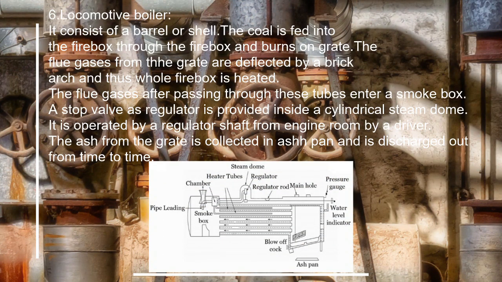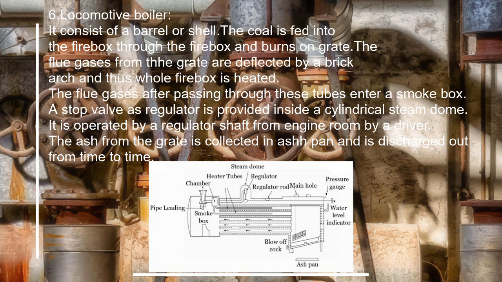Next example is locomotive boiler. It consists of a shell or barrel having 1.5 meter diameter and 4 meter in length. The coal is fed into the firebox through the fire door and burns on grate. The flue gases from the grate are deflected by a brick arch, and thus the whole of the firebox is properly heated.